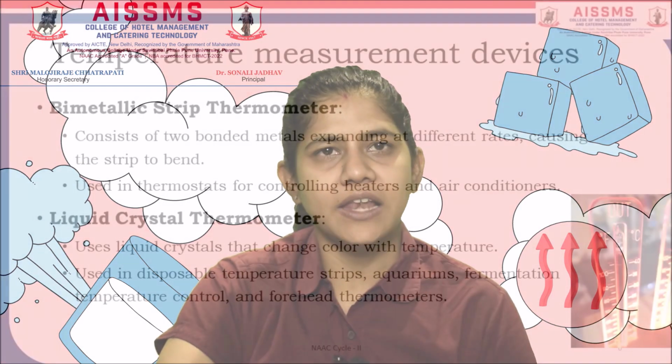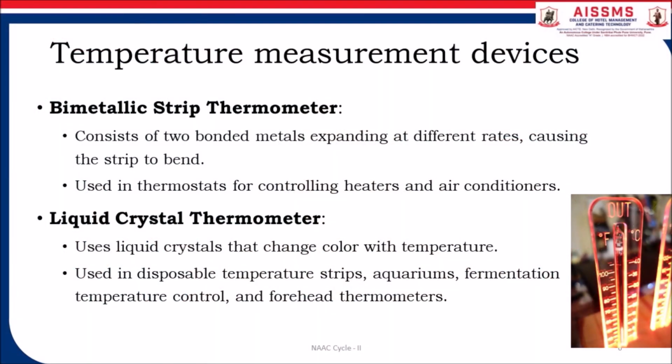Our next thermometer is bimetallic strip thermometer. It consists of two different metals bonded together. When heated, the metals expand at different rates, causing the strip to bend. The degree of bending indicates the temperature. They are used in thermostats to control heaters and air conditioners.